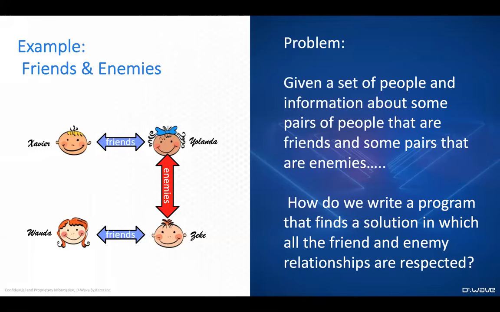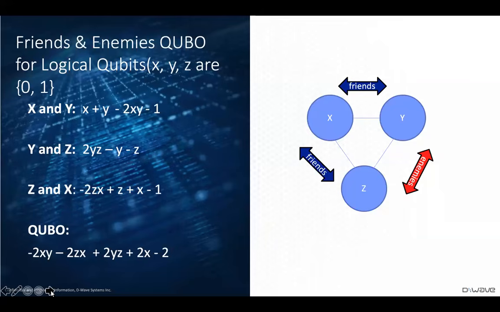Can I find a solution to this problem so that X standing for Xavier and Y standing for Yolanda, they're friends, but then Y and Z are enemies, but then Z and X are back to friends again? In other words, draw the arrow on the angle there instead. And is that possible? So let's try to put that problem onto the quantum computer. Now, here it is. It's drawn better in this case, so hopefully you picked that up. Sorry about that error on that slide.